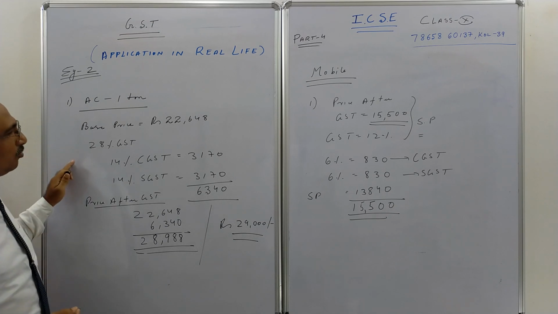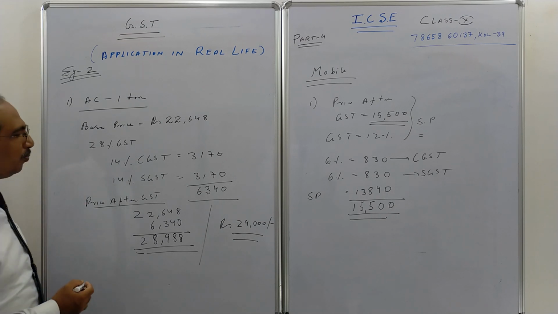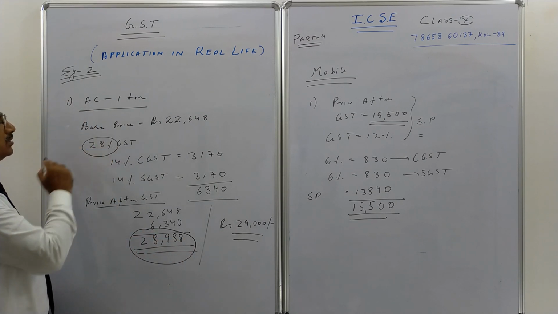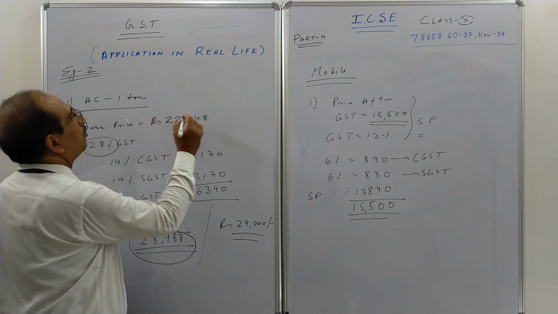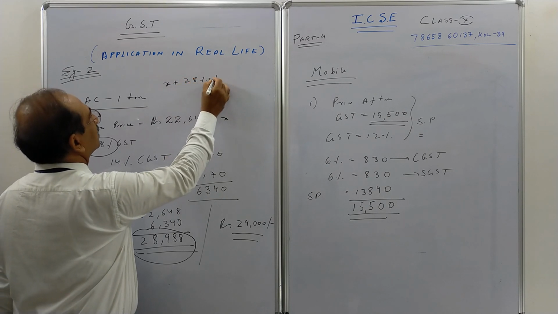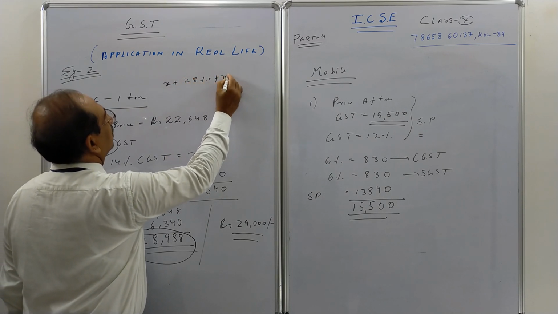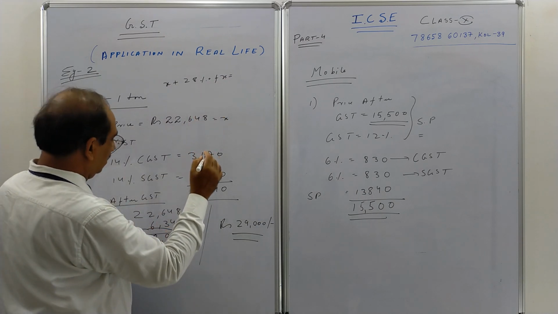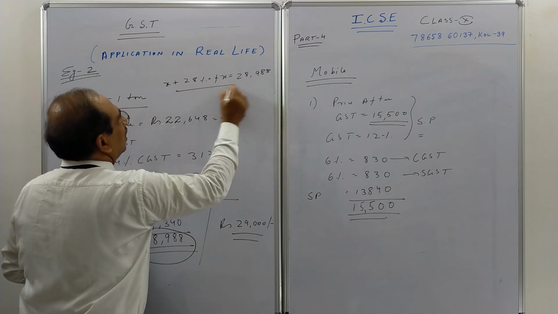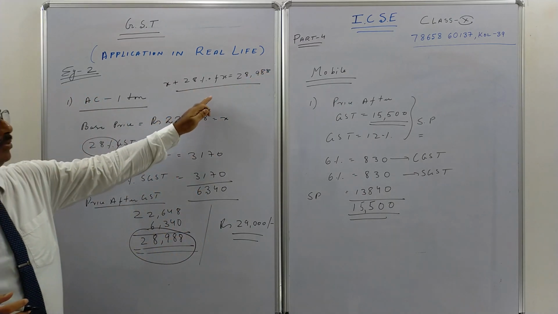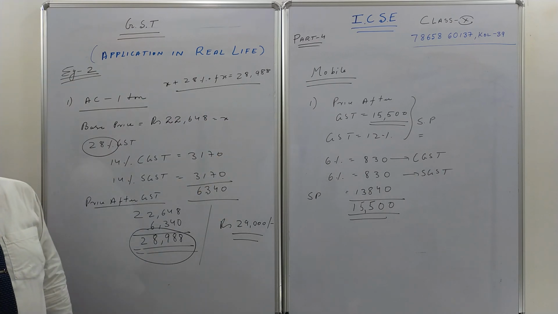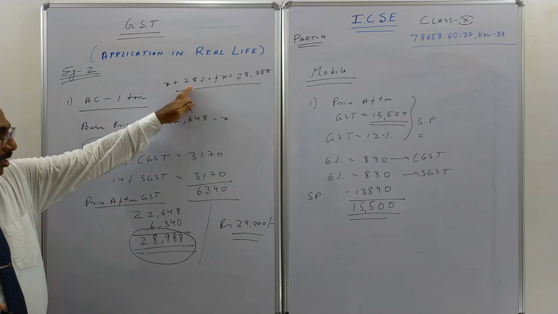So if you want to do the same question in ICSE, they'll tell you the price after GST is this and GST is 28%. Find the base price. So let the base price be X. X plus 28% of X is, as I told you, 28,998. As I have solved the previous question, you will see ultimately it will come 100 by 128 into this price. So kindly you can do it, because in the exam you have to do this method. So this is the logic.